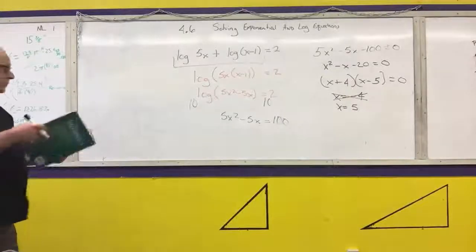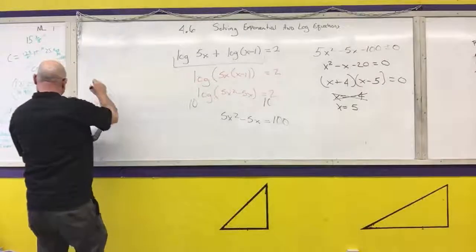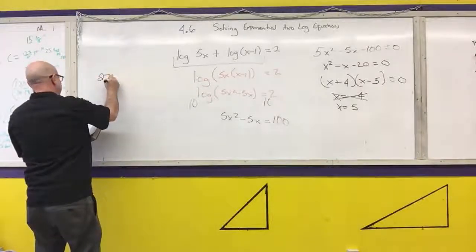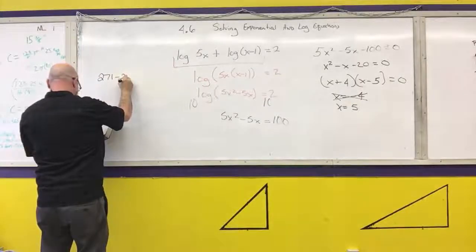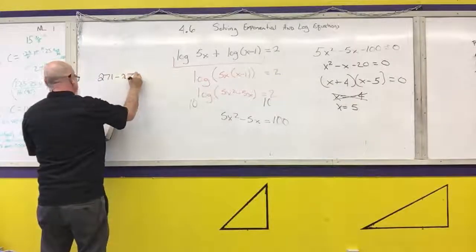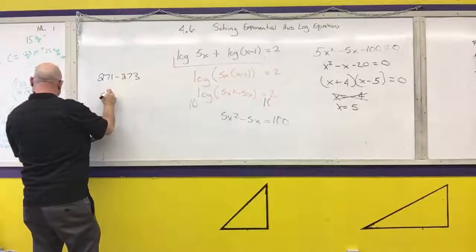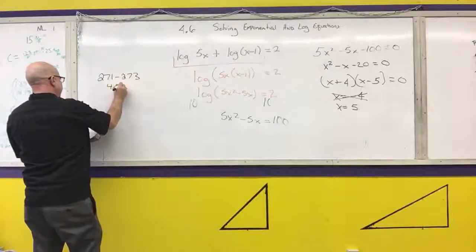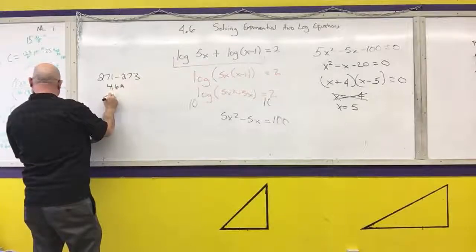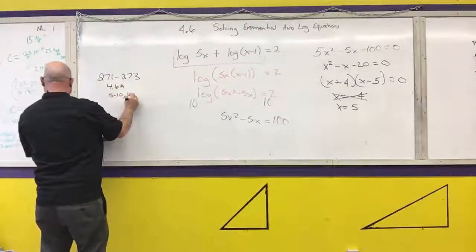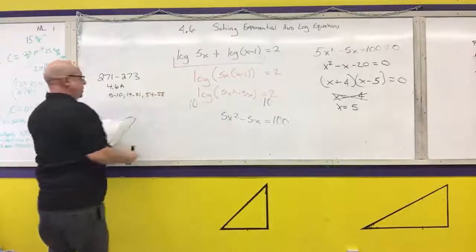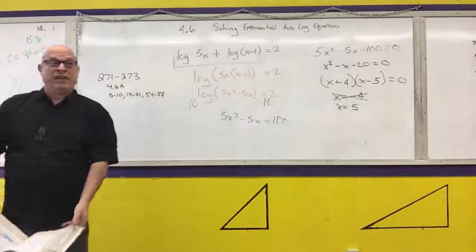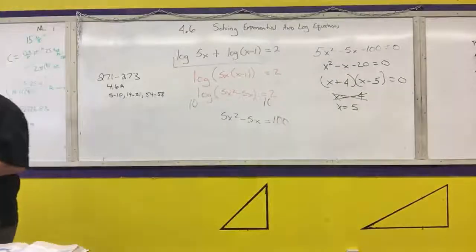Guess I am almost done. So your homework on page 272 to 273, this is assignment 4.6a. It's problems 5 to 10, 14 to 21, 54 to 58. There will be another assignment out of this section on Monday.